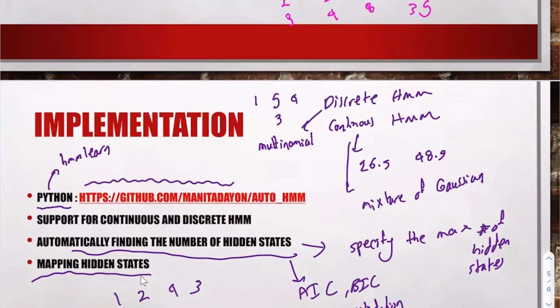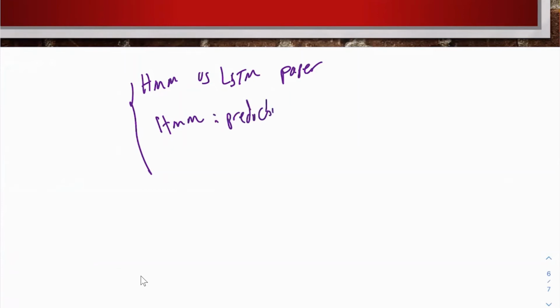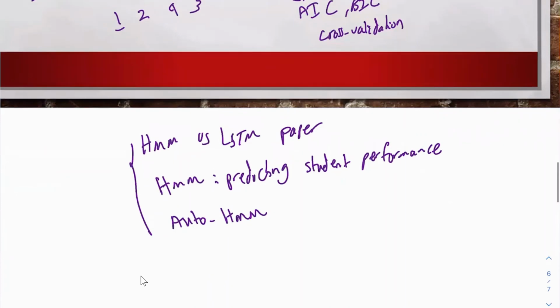If you want more information about this, I have the HMM versus LSTM paper, which is currently on arXiv, and the paper on predicting student performance with HMM. That one is available on arXiv, but is also published in IEEE. I also have the documentation about AutoHMM in a Medium article, which I put a link to in the description as well.